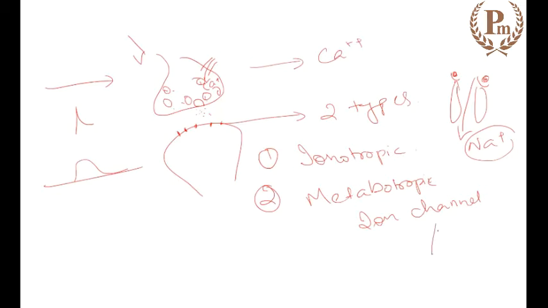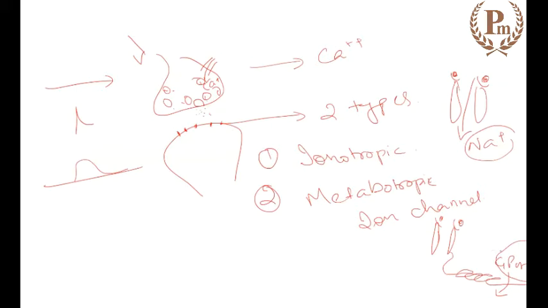Metabotropic receptors also have a site for the neurotransmitters, but they are linked with some G-coupled protein, okay? And these G-coupled proteins on activation will bring about certain changes in the cell over here, the postsynaptic element. And that is going to bring about the changes.